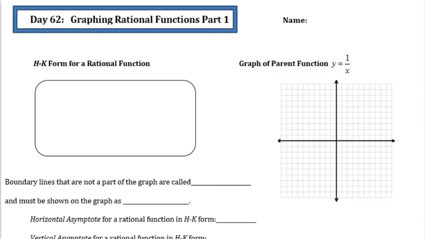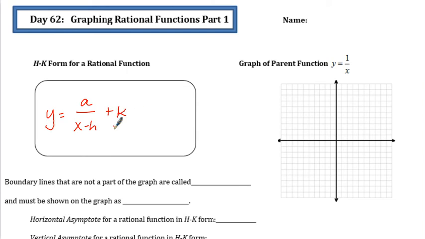Graphing rational functions, we'll talk about the standard form, the HK form, that we use for graphing rational functions. So that HK form looks like this. y equals a over x minus h plus k.